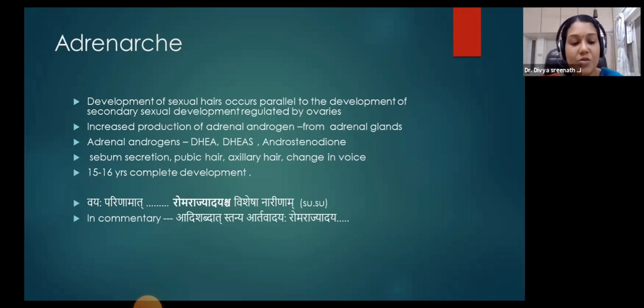A correlation is seen: Vaya parinama, Romarajyadesha Visheshena Narinam. Romaraji is the development of hair. But in its commentary, it is mentioned that the Adi Shabda includes everything, that Stana, Artava, all the secondary sexual characters are included under the Romaraji.